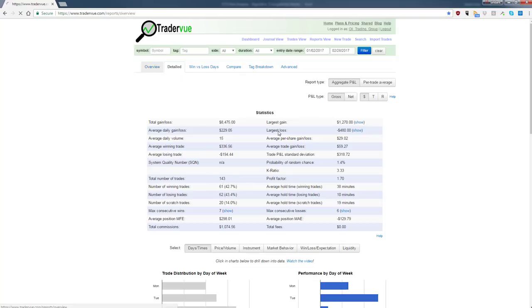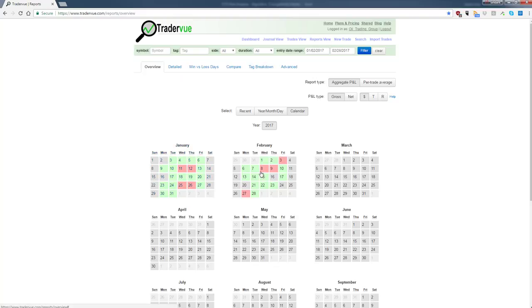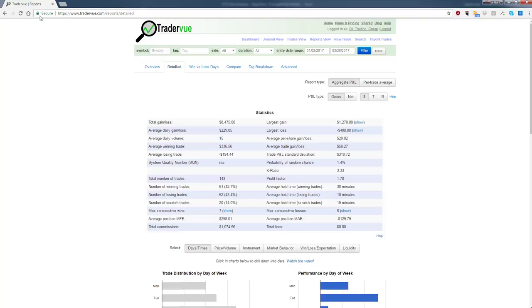Now, if you come back to the calendar here, there are 40 trading days here. So if you take that 143 and divide it by 40, this gives you about 3.6. We'll call it just about 4 trades per day, give or take. Come back here to the detailed section, and we're going to take these numbers and input these into the spreadsheet along with what the average winning trade is and the average losing trade.